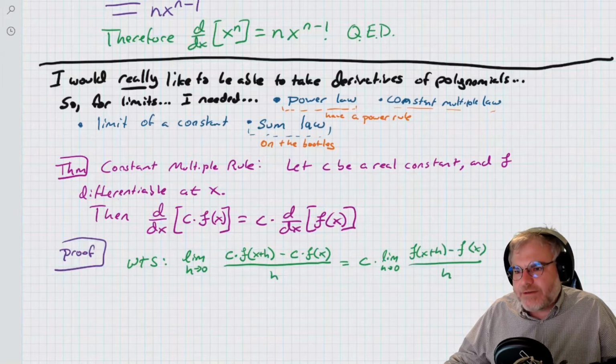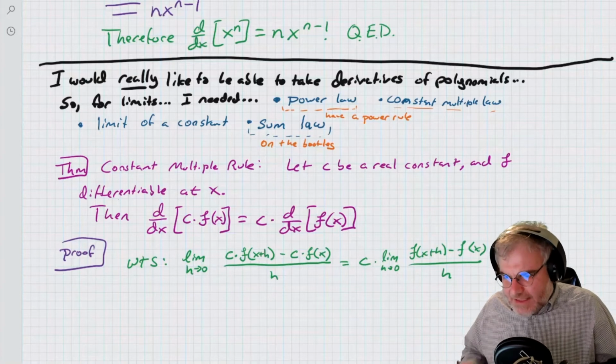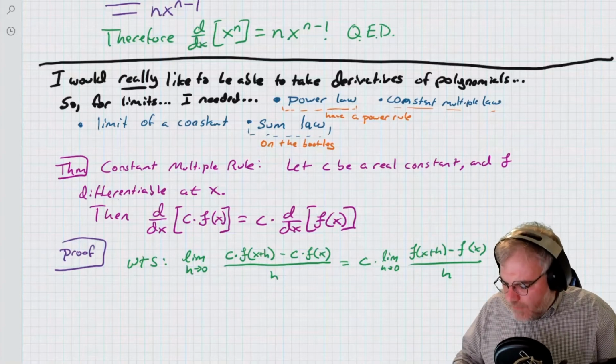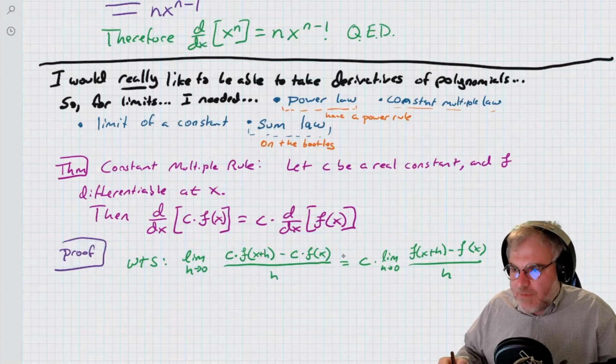Wait a minute. Strategy: use the constant factor and use the constant multiple law. I mean, why am I writing this again? It's obvious now what's going to happen, right? I'm going to pull the c out. It's going to show up here. I'm going to apply the constant multiple law across the limit, and I'm going to be done.